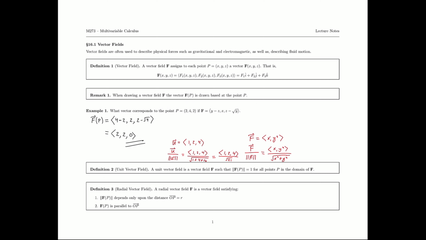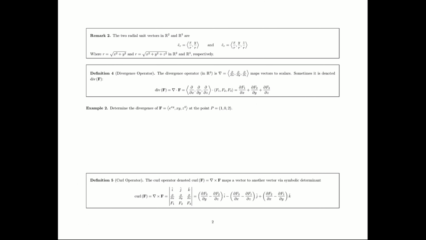Okay, radial vector field, this is not terribly important for our class. It has more physical applications, but you're not going to be specifically asked to recognize what a radial vector field is, so we'll just go on and move past that. Some examples here of radial unit vectors, and moving on to the divergence operator.